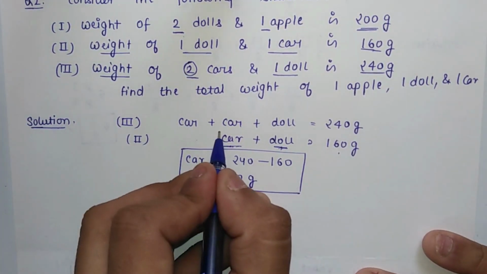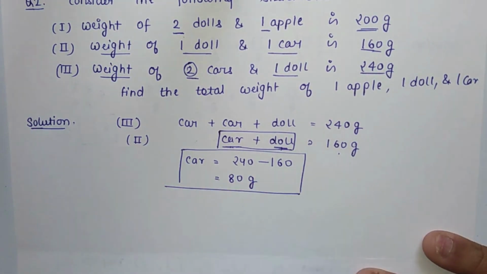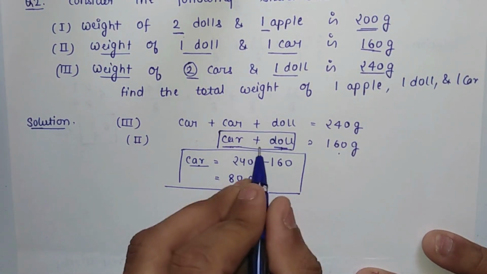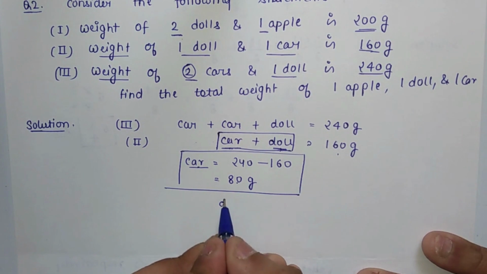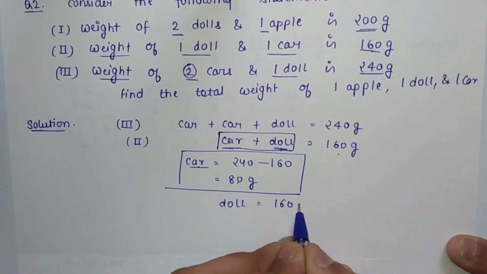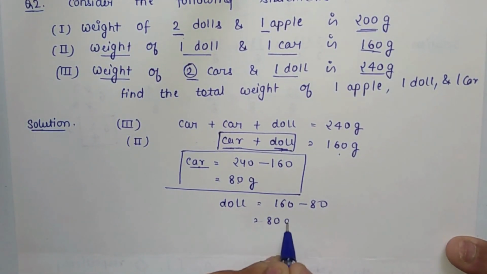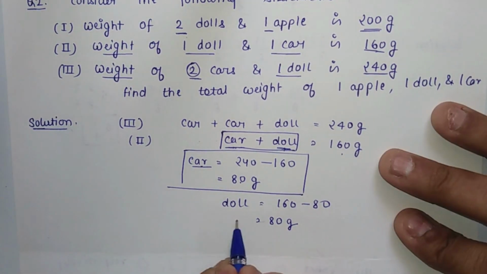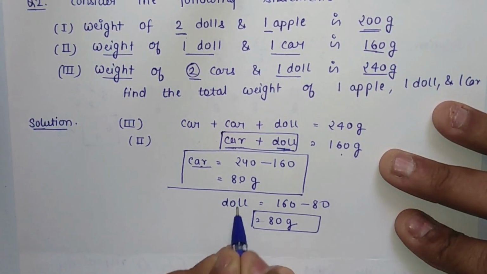From the second statement, we know the weight of the car and the weight of the doll is 160. Now we know the weight of the car is 80 grams. So we can easily calculate the weight of the doll: it will be equal to 160 minus 80, which is 80 grams. So the weight of the doll is 80 grams. So now we know that.